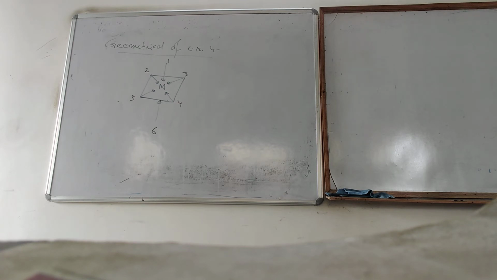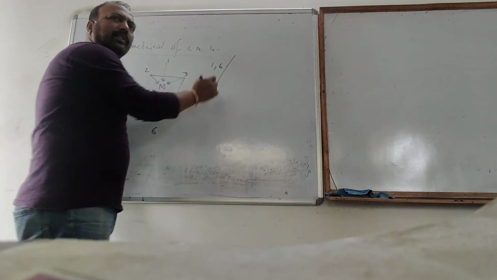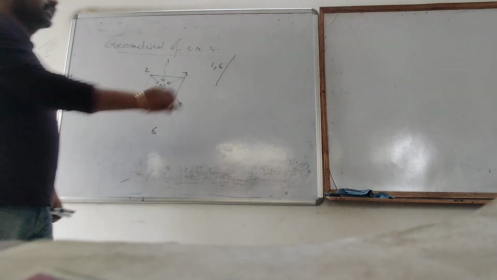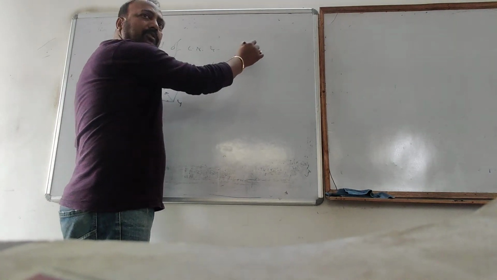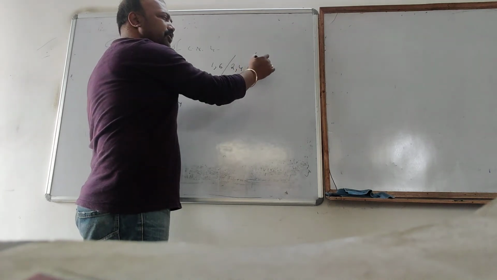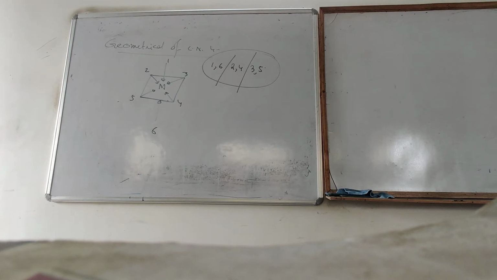Out of these positions, the trans pairs are 1 and 6. If similar ligands are present at 1 and 6, they are trans. If similar ligands are present at 2 and 4, that is trans. And if similar ligands are placed at 3 and 5, that is trans. Whatever remaining pairs are there, they are all cis. Is it clear? If you understand this, there is nothing more.